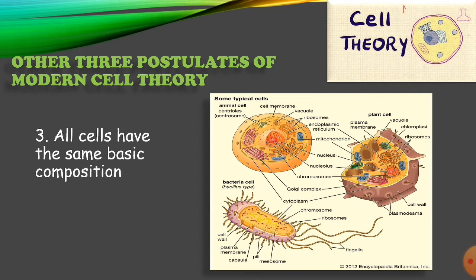3. All cells have the same basic composition. All cells, whether unicellular or multicellular, prokaryotic or eukaryotic, simple or complex, irrespective of size, have the same basic composition. So the mentioned postulates, along with the aspects of the modern theory, constitute the cell theory as we know it today.